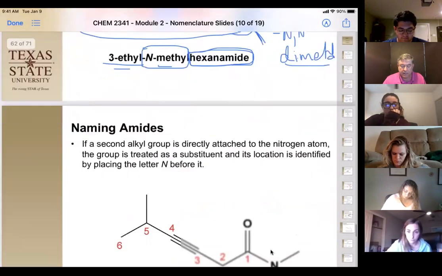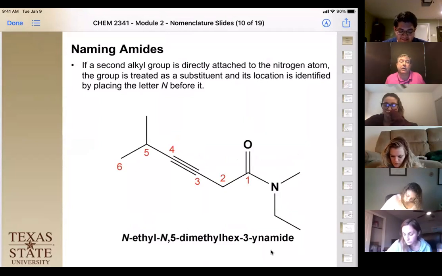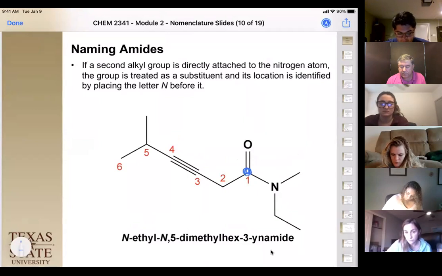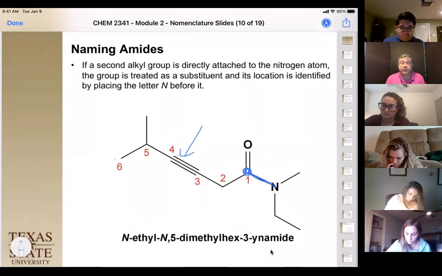Okay. So let's name this one. We have 2 different substituents on the nitrogen. We have to figure out our carboxylic acid first. So that obviously is this one, and this nitrogen tells us that it's an amide. So we're going to have 1, 2, 3, 4, 5, 6 carbons. So we're going to have hexanamide. Okay, but we have an infix now. We have a triple bond in the middle, so we have to have our ine in there somewhere.